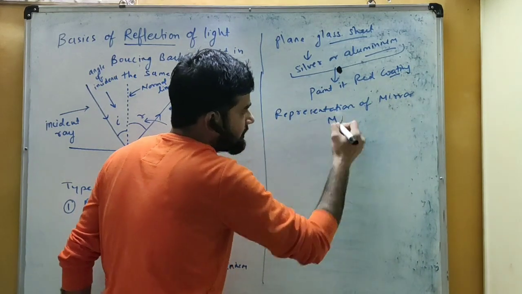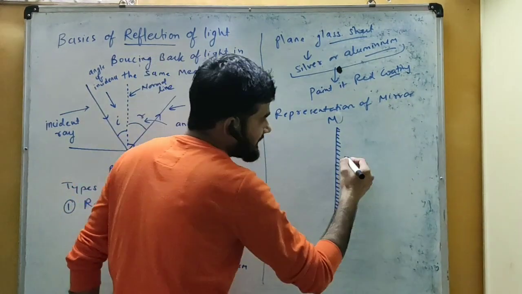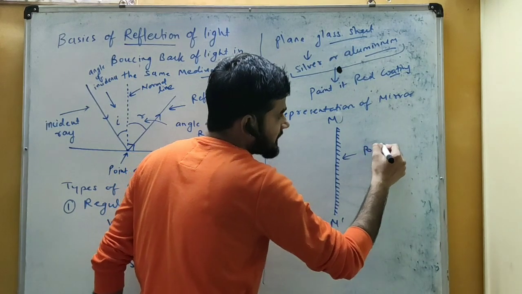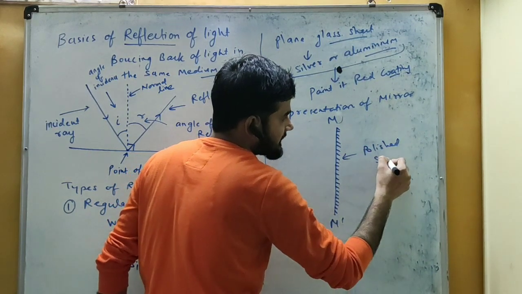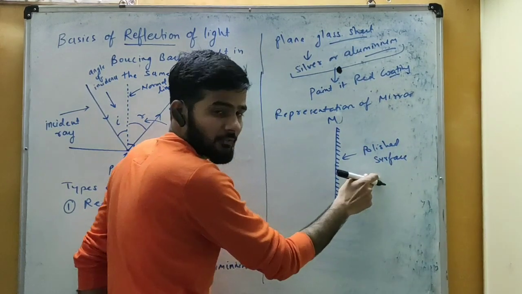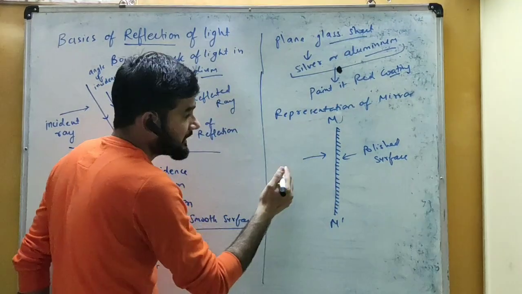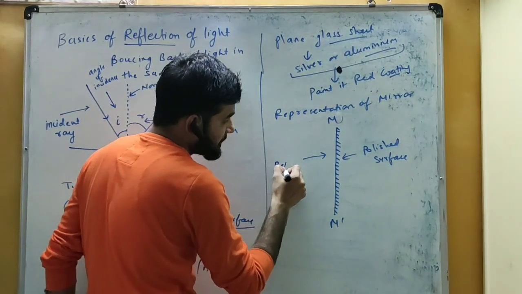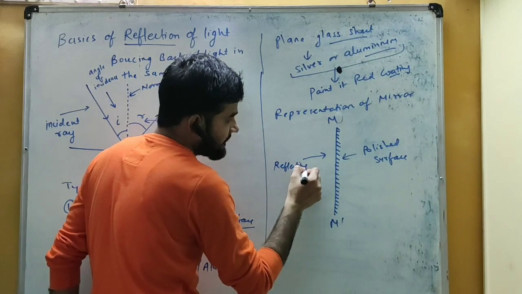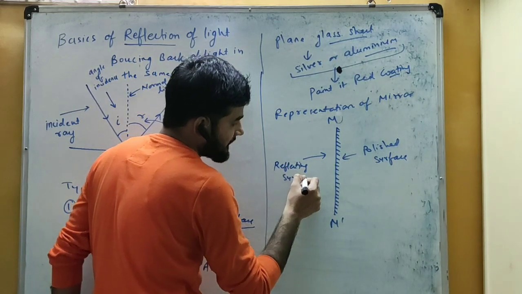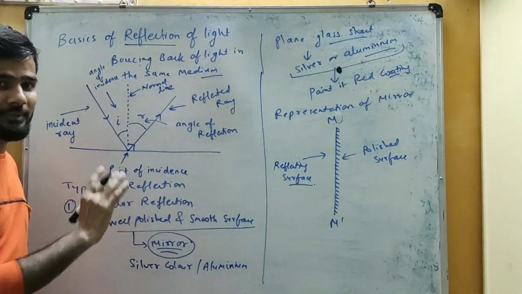We'll give it the name M M dash. This is the polished surface, or you can say that is the back of the mirror, and this is the part of the mirror from which reflection takes place. That is the reflecting surface. This is how a mirror is represented.